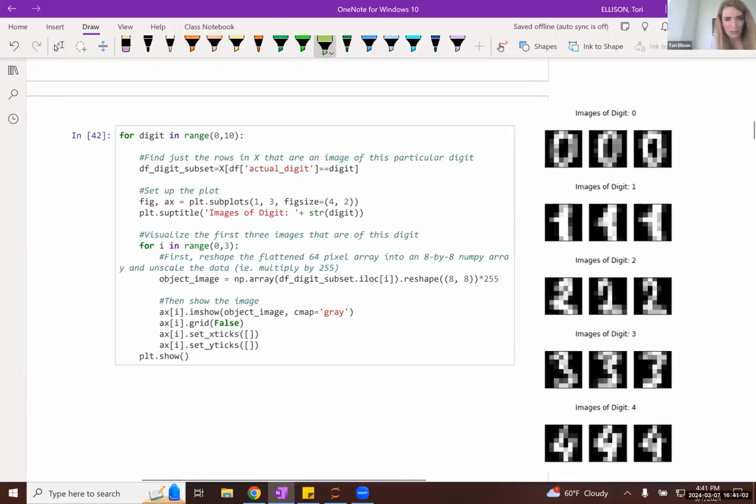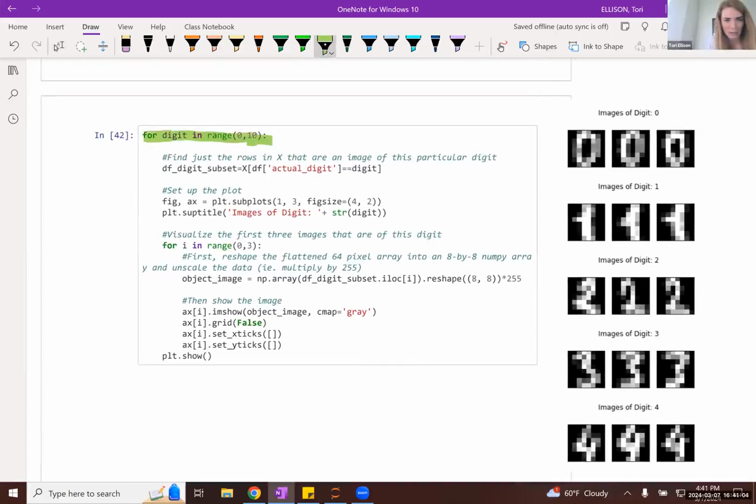So I'm going to iterate through digits 0 through 9. Okay. And then I'm going to take my pixel data frame, and I'm going to filter it for just the current digit that I'm considering. So the first case, digit 0. Okay. This creates this filtered data frame here.